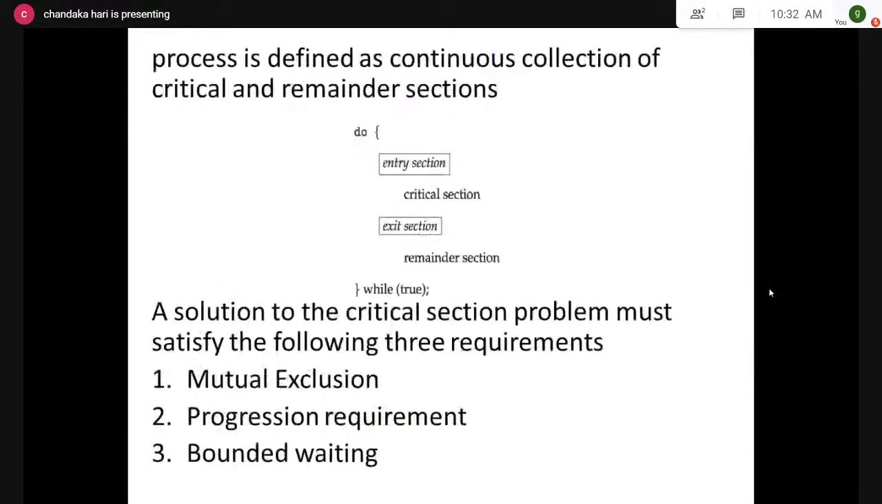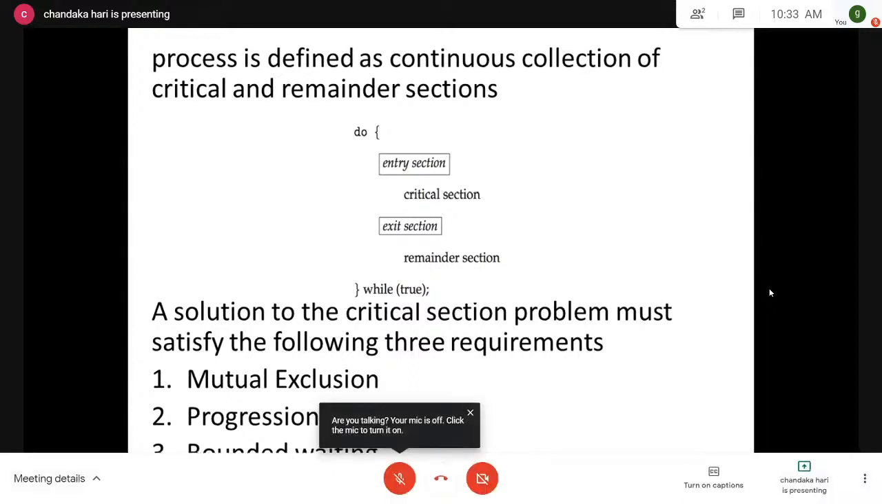That's why the process is redefined as a continuous collection of critical section followed by remainder section, critical section followed by remainder section. The critical section is preceded by an entry section and followed by an exit section. The entry section indicates that whatever set of resources is required is going to be allocated to that particular process. Once the resources have been successfully allocated, it is executed in the critical section, and the releasing of resources is in the exit section.